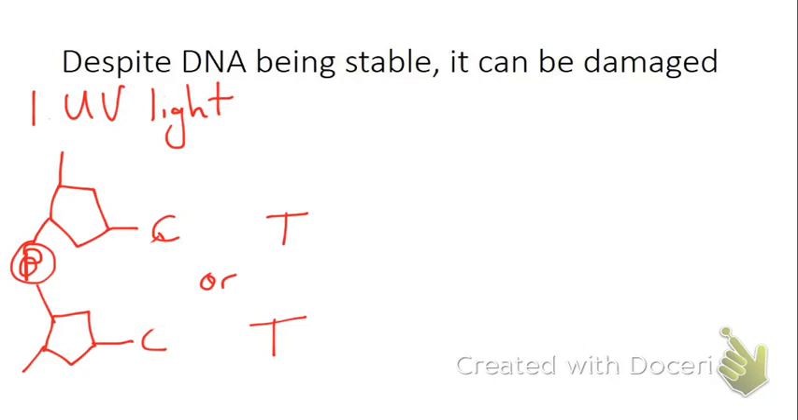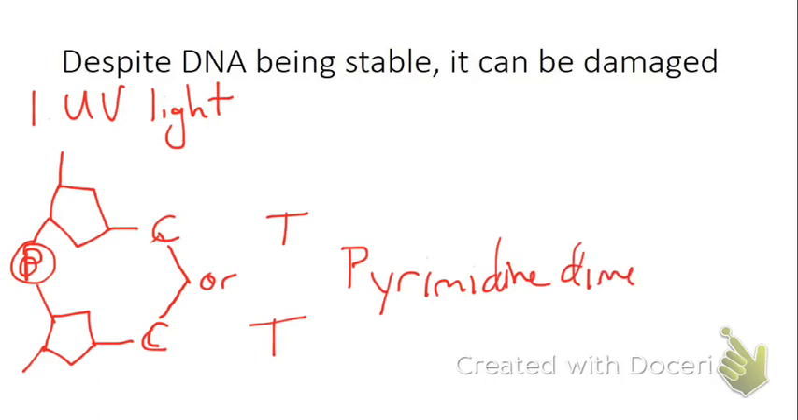So let's say we have this. And then let's say you go out in the sun and you get a suntan, or you go to the tanning bed, and then let's say some UV light gets into your DNA. And you see a cytosine above a cytosine, or a thymine above a thymine. So usually pyrimidines on top of each other. What you can do is you can actually cross-link those two pyrimidines. They're known as pyrimidine dimers. So pyrimidine dimers are very bad.